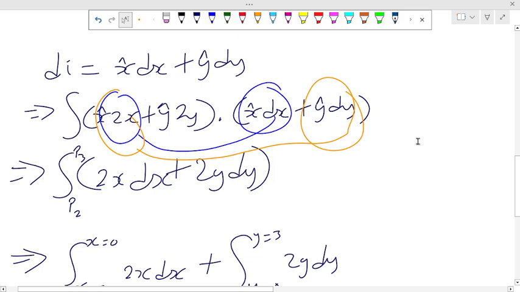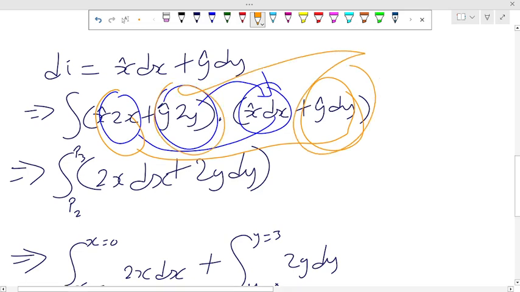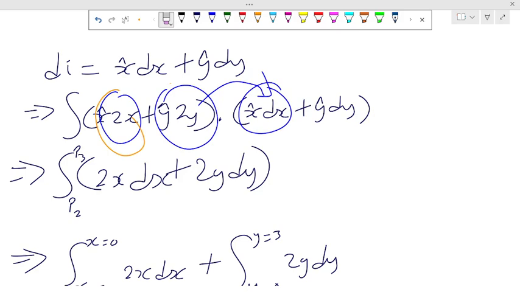The next thing to do is this one, this dot this. These 2 are in different directions, that will give you 0, so this term is out. Then this dot this, these 2 are in the same direction, that will give you 1, so you have 2y dy. So that's why we have this. I hope that's clear enough.